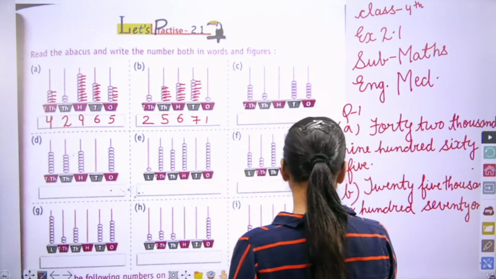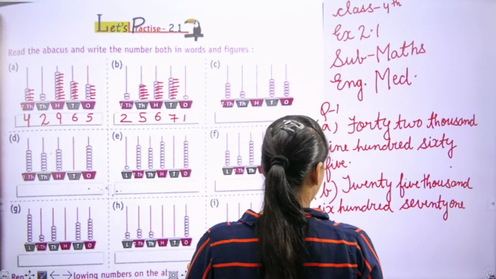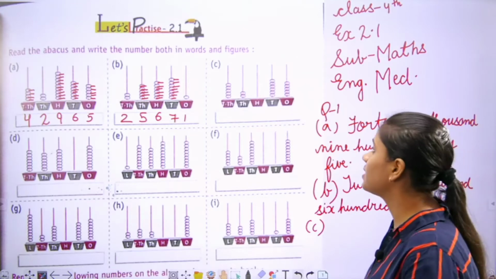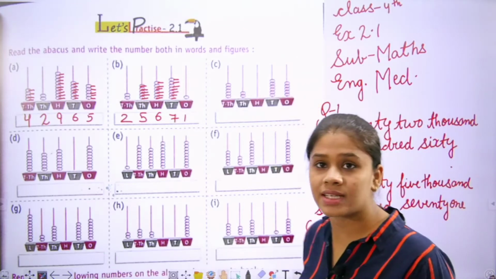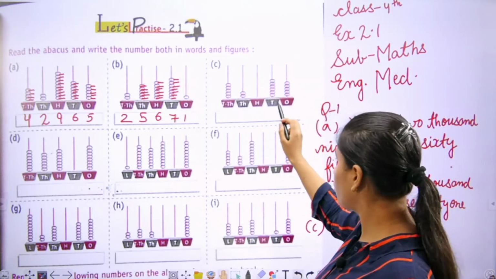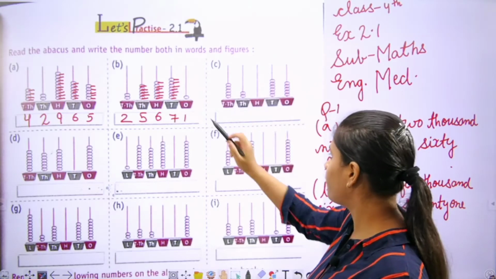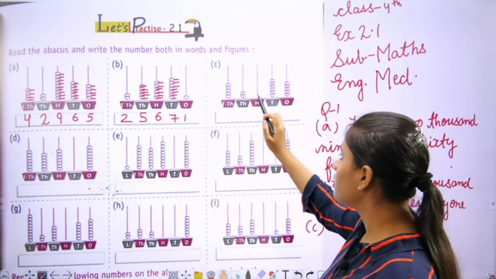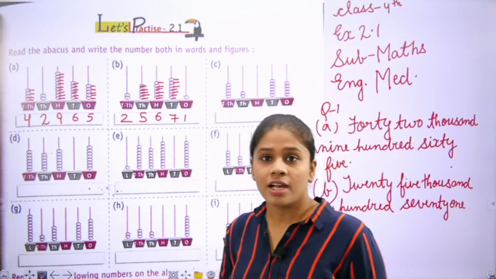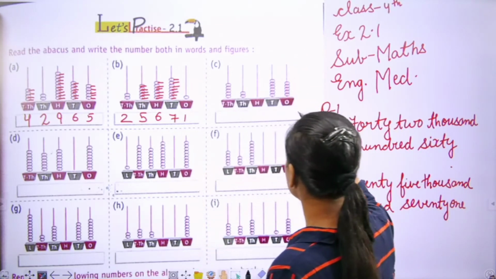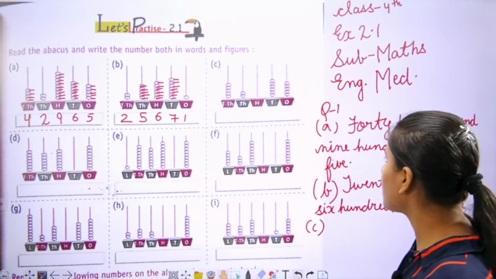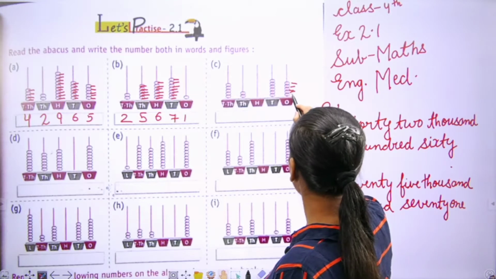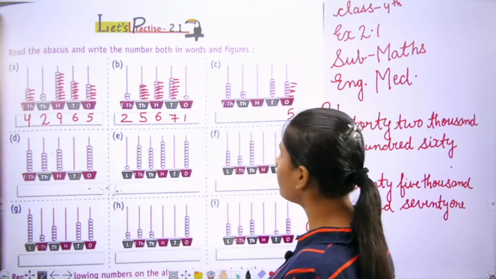Okay, move to the next part, that is C. In C part, there are how many Skypes? 1, 2, 3, 4, 5. That is ones, tens, 100, 1,000, 10,000. Let's count towards the one side. How many beads in the one side? 1, 2, 3, 4, 5. We will write here 5.